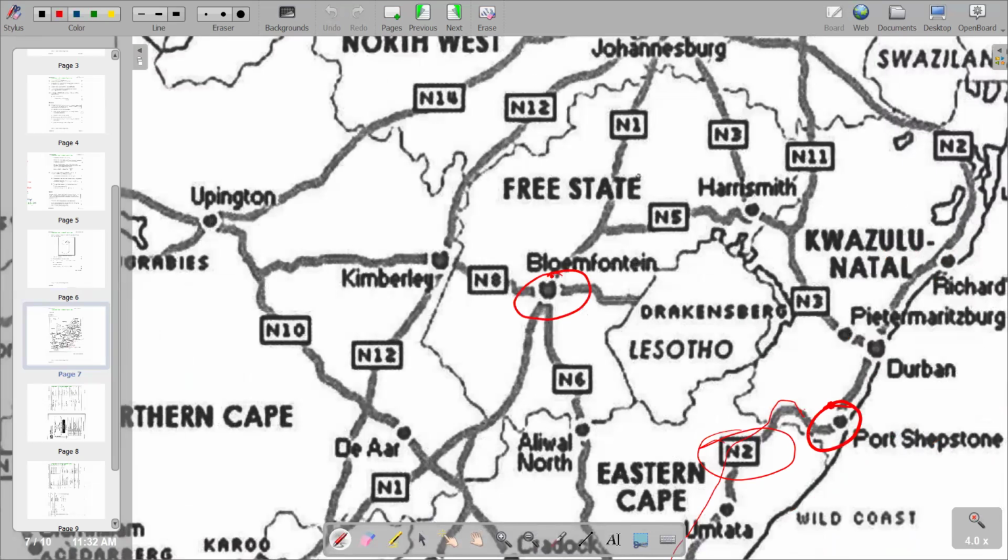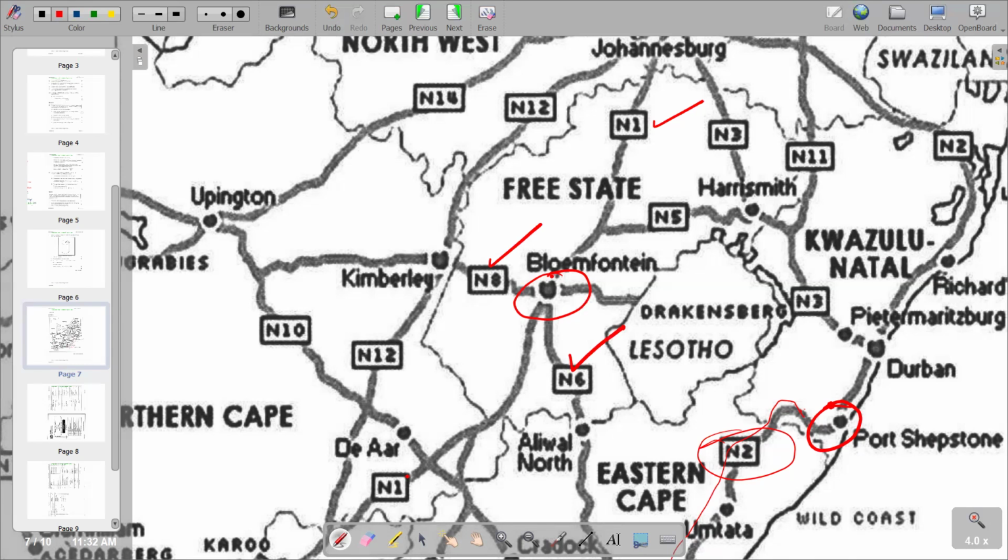We have got N1 is indicated here going down, which is also labeled N1 here. So we have got one. And then we have got this one, which is N8, which we have here, which is one labeled. Then we have got N6, which we have here. So this is another road that we have, which is connected to Bloemfontein.